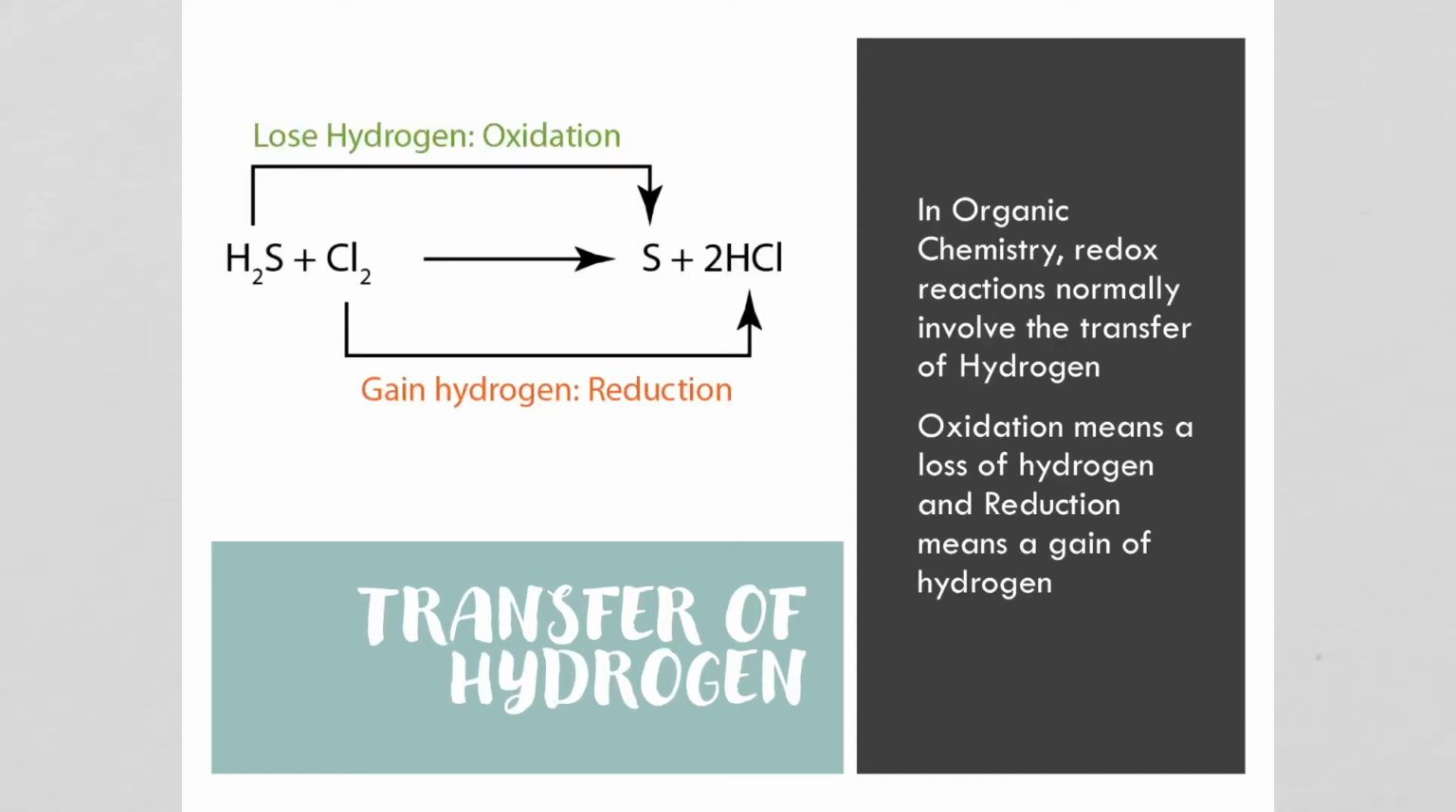We also take a look at the transfer of hydrogen, and this is what we paid more attention to in biology, and in organic chemistry we will as well. In organic chemistry, redox reactions normally involve the transfer of hydrogen. In this instance, oxidation means a loss of hydrogen. So hydrogen sulfide loses hydrogen to become sulfur, and then reduction is a gain of hydrogen. So chlorine gains hydrogen to become hydrogen chloride or hydrochloric acid.